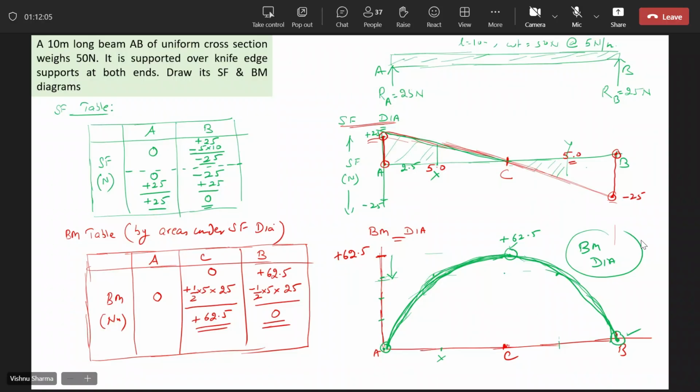Excuse me. Yes, tell me. Yes, sir. For the examination point of view, do these diagrams have to be very big? Because the one I drew now is a little small. I have taken the y-axis.